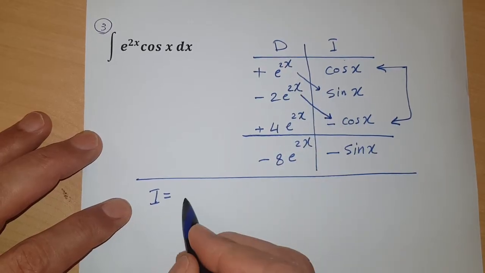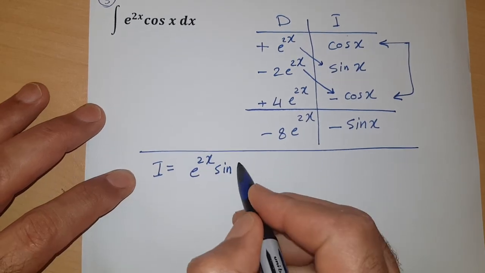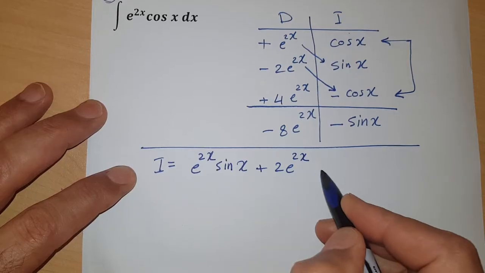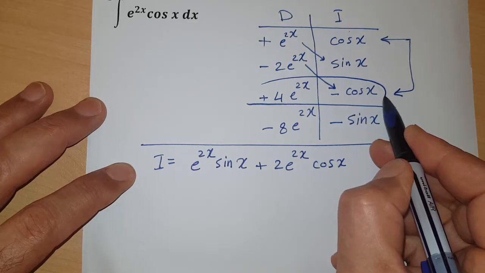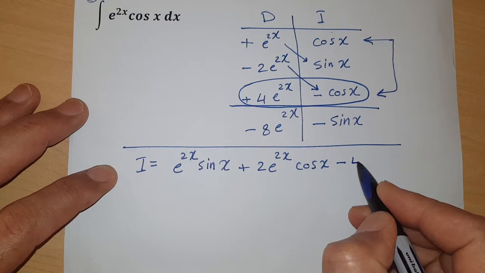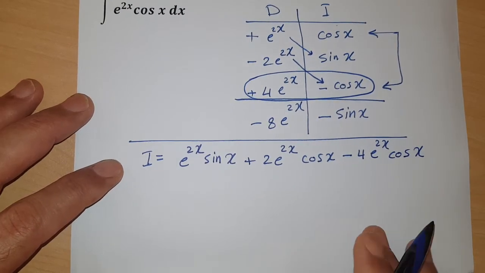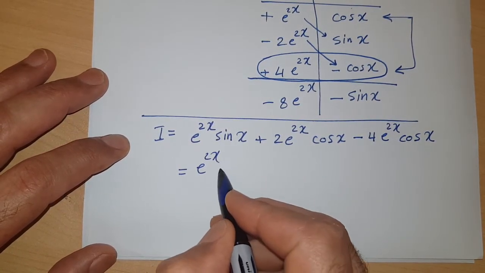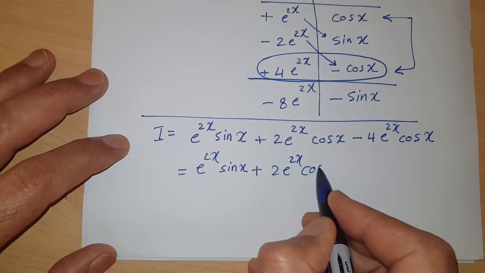The integral is equal to, multiplying this, e to the 2x sine x, negative and negative is positive, 2e to the 2x cosine x, this, plus this one. This is the last line here, plus this one. I have a negative 4e to the 2x cosine x. I show you now why I do this. The answer equals e to the 2x sine x plus 2e to the 2x cosine x.